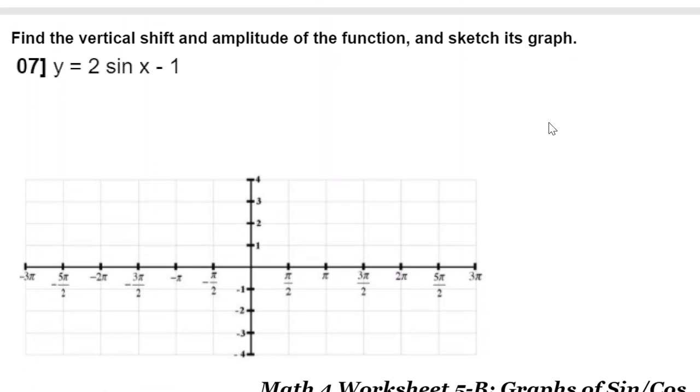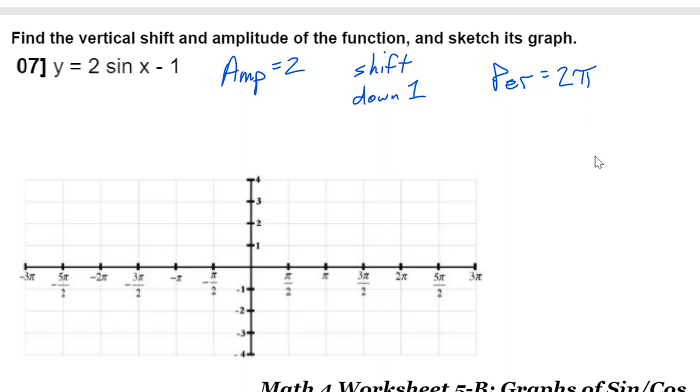A little bit of everything here. All right, so we have an amplitude of 2. We have a shift going down 1. And our period is 2 pi. We're shifting down, so line.